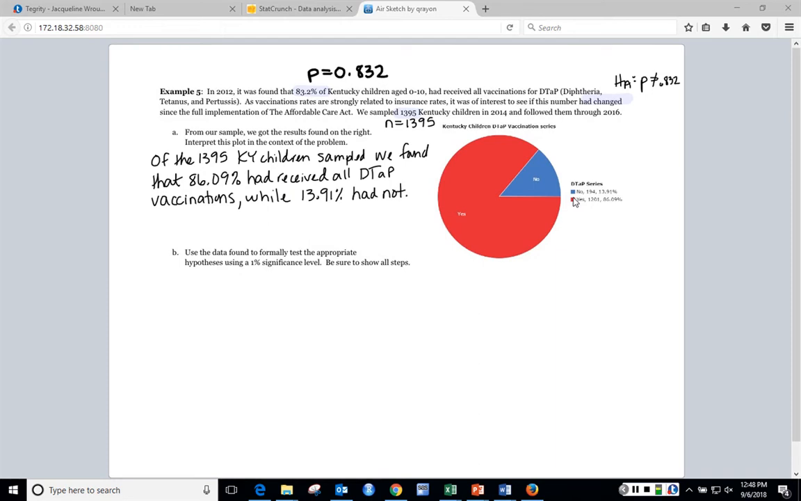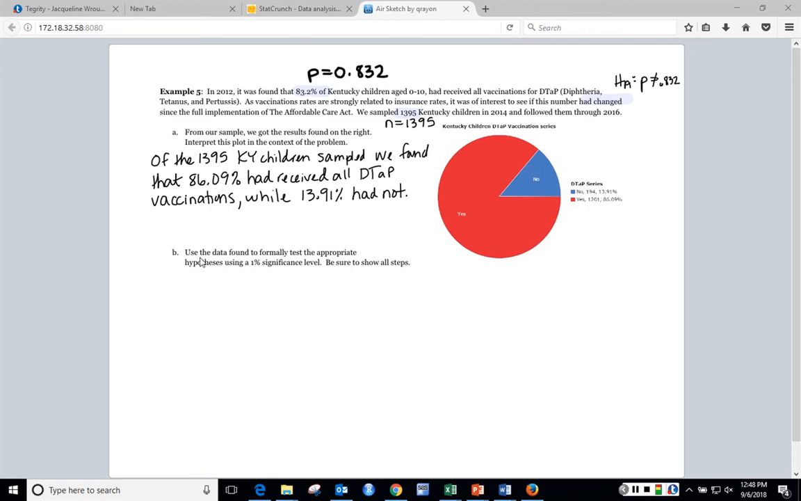Okay, so first, just comparing. It was 83.2%. That was of everybody in 2012. From our sample of almost 1,400, a little bit more than 86%. So I can see that that number is bigger, but again, it's just based upon almost 1,400 children, not everybody. So I've got to do a hypothesis test to really see, is this number different from that one or not?